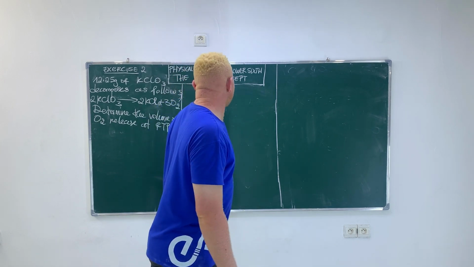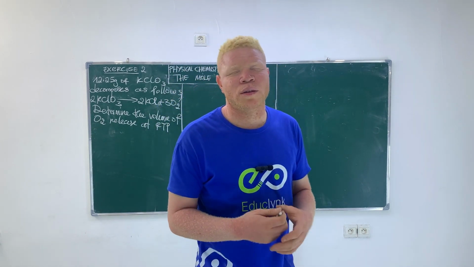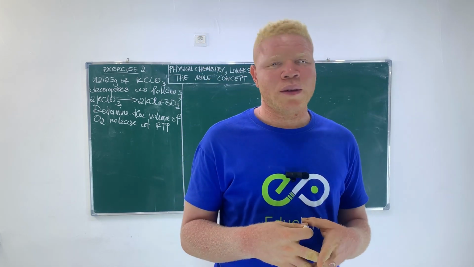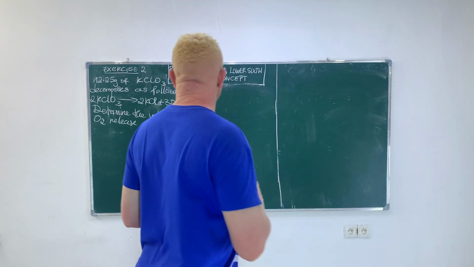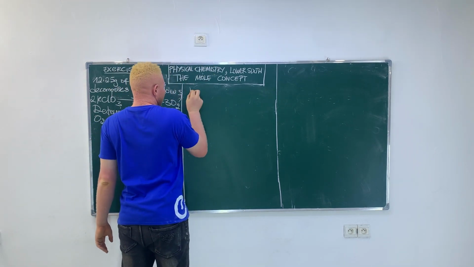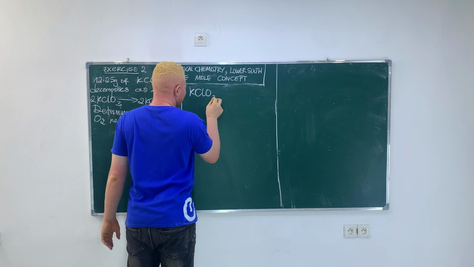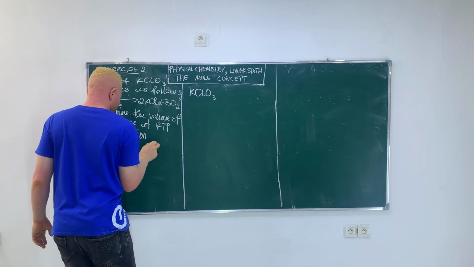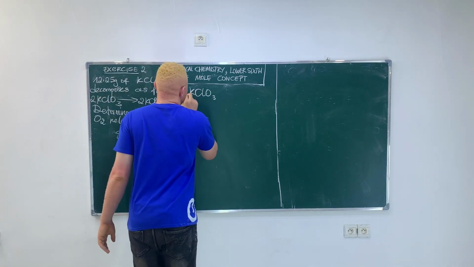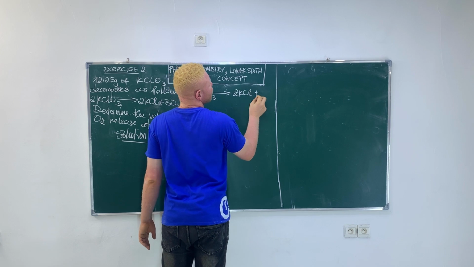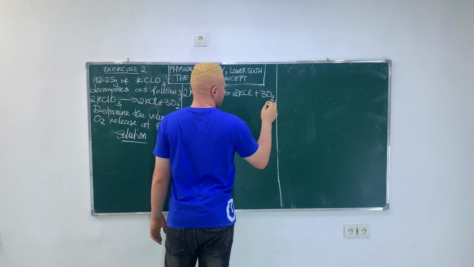In this case, we are going to make use of the stoichiometric equation. The volume of oxygen released is at RTP. So make use of our balanced equation. So the balanced equation is potassium chlorate. So here we got the solution. Potassium chlorate decomposes to give 2 potassium chloride plus 3 oxygen.